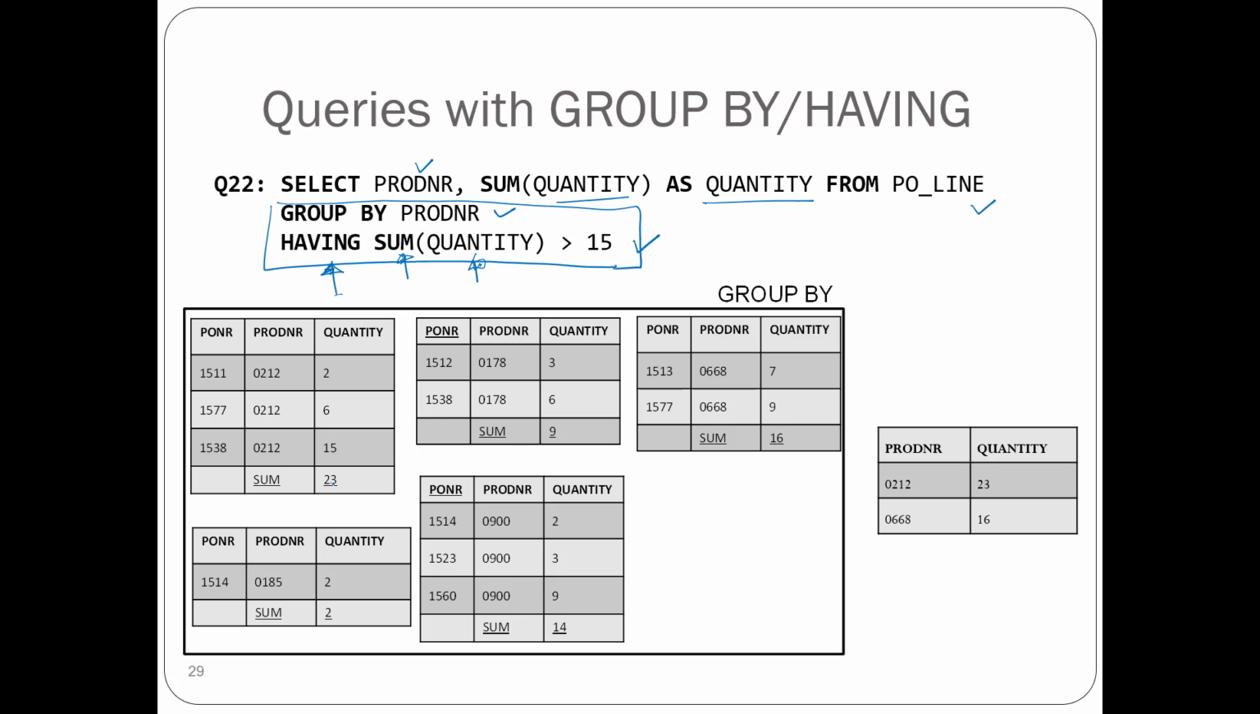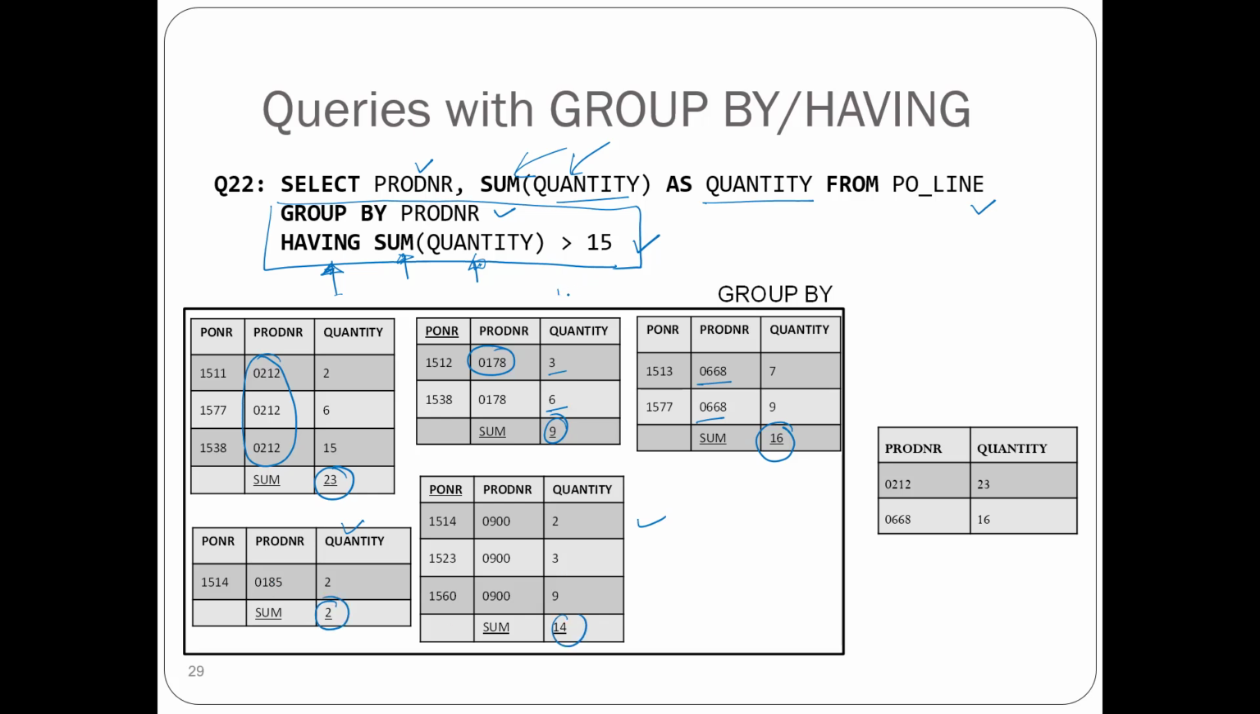Here again the grouping is being performed. You have the first group with the product number 0212. You sum the quantity because here the aggregate function is sum. If you add these numbers, 15 plus 6 plus 2, the result is 23. In the second grouping, on the product number 0178, there are two rows. If you add the quantities 3 and 6, it is 9. In the third group, we have the product number 0668, quantity 7 and 9. If you add that up, it is 16. And similarly, for the remaining two groups, when you add the quantities, it comes out to 2 and 14.